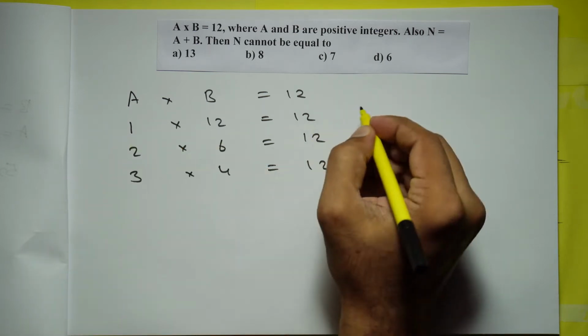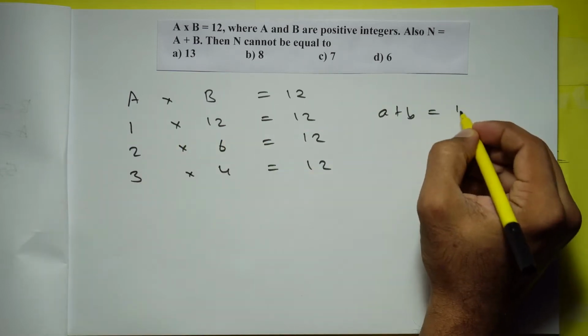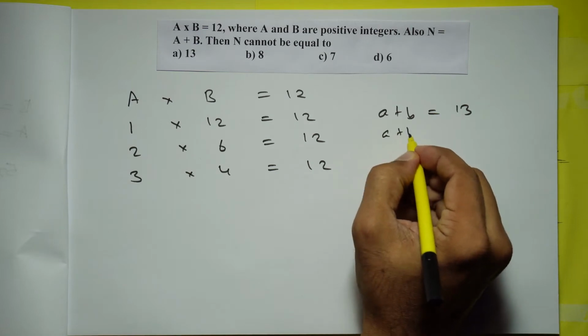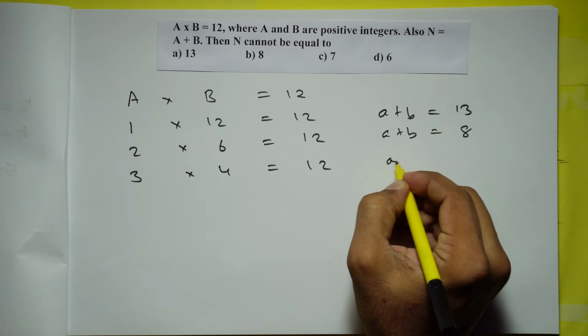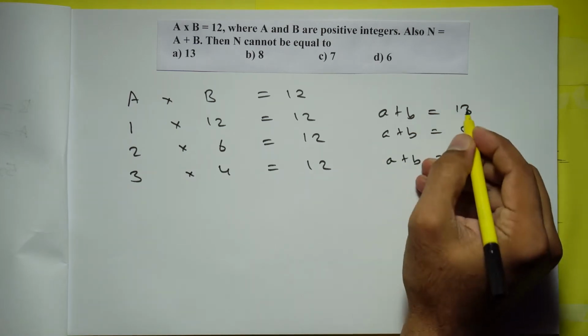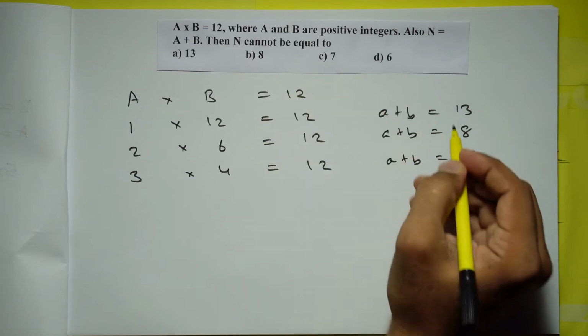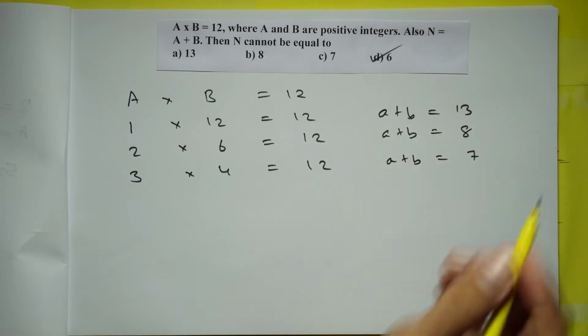So in this case, A plus B is equal to 1 plus 12, which is 13. Here A plus B is 2 plus 6, which is equal to 8. Here A plus B is 3 plus 4, which is 7. So 13, 8, 7, they are all possible. What is not possible is D, 6. That is not possible.